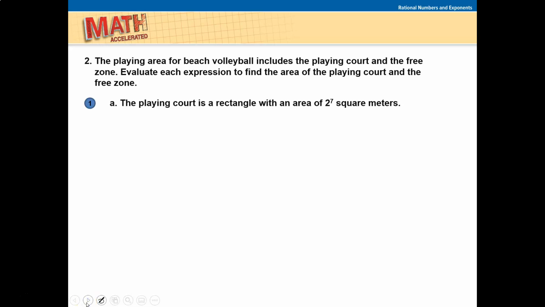The playing area for beach volleyball includes a playing court and the free zone. Evaluate each expression and find the area of the playing court and the free zone. Our playing court is 2 to the 7th power, which would be 2 times 2 times 2 times 2 times 2 times 2 times 2, which is 128.